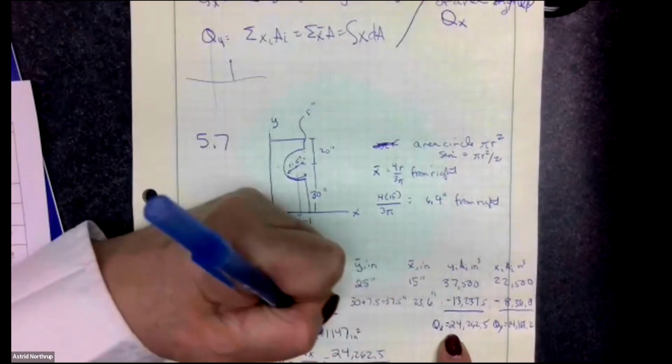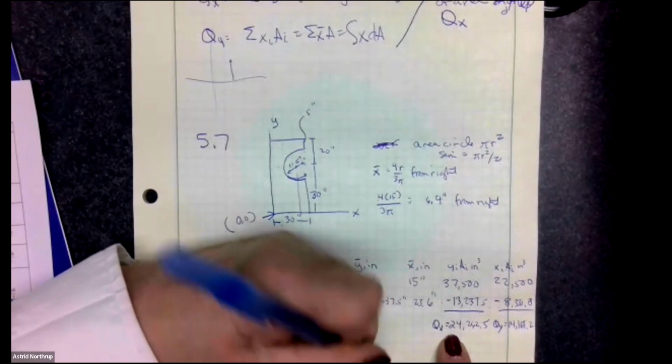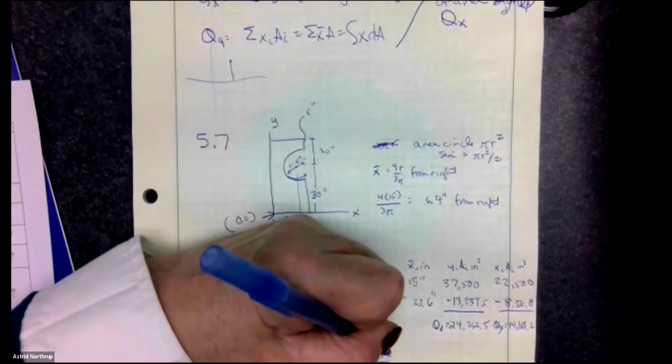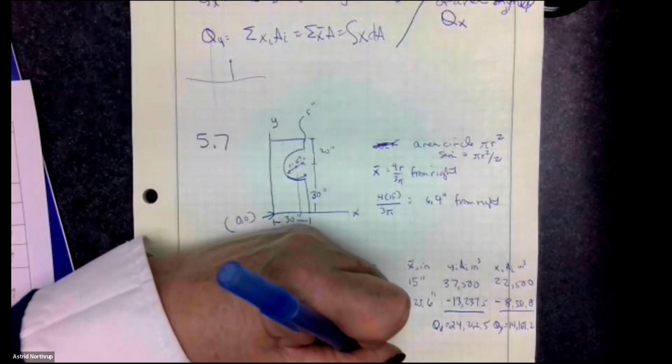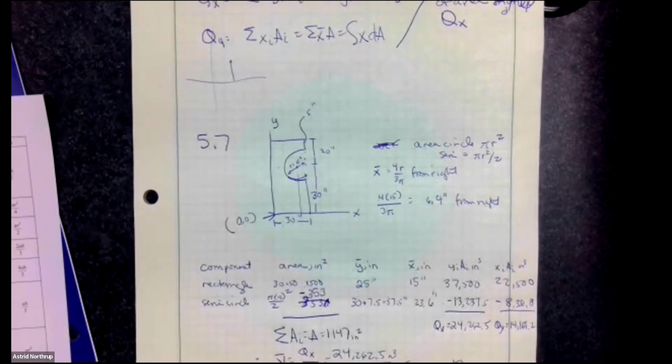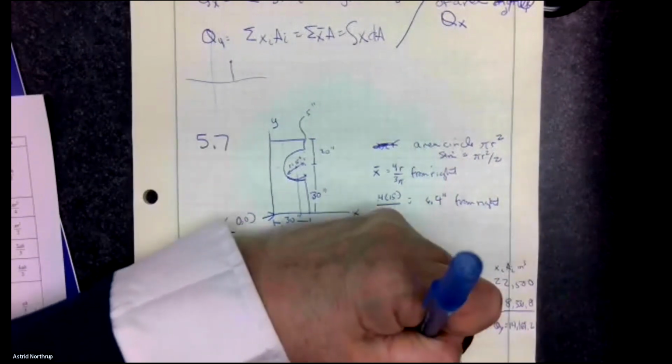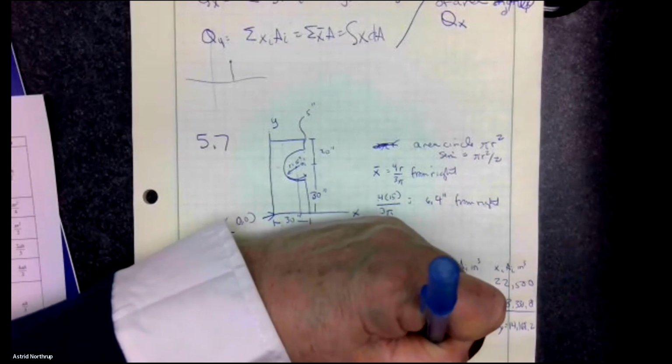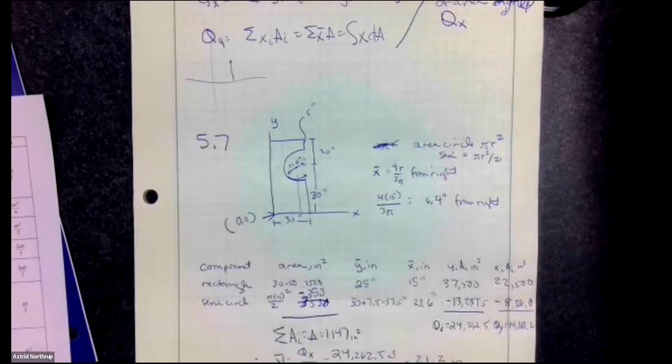Okay, so that means therefore my Y bar is Q sub X over A, which is 24,262.5 divided by 1147. This is in inches to the third over inches squared, so my answer is going to be in inches. So I get 24,262.5 divided by 1147. And that is 21.153, 21.2 inches.